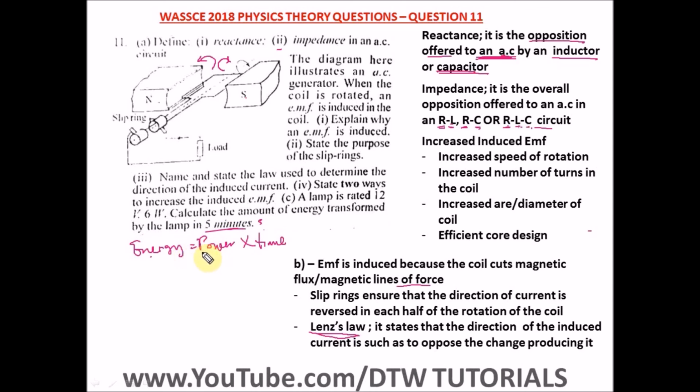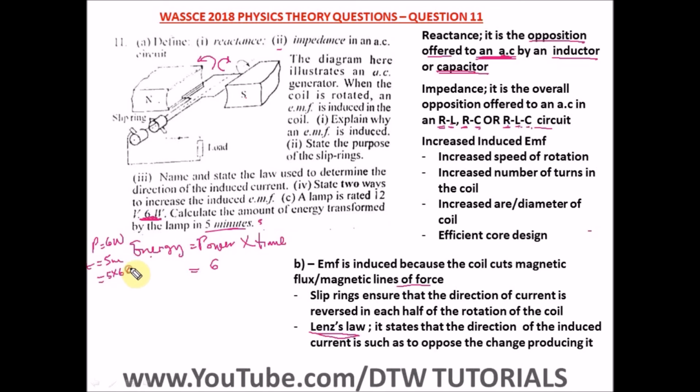So what is our power? A lamp is rated 12 volts 6 watts. Remember, power is measured in what? Watts. So this is our power here, we have 6. You're going to state it: P is equal to 6 watts. T is equal to, that's your time, 5 minutes.